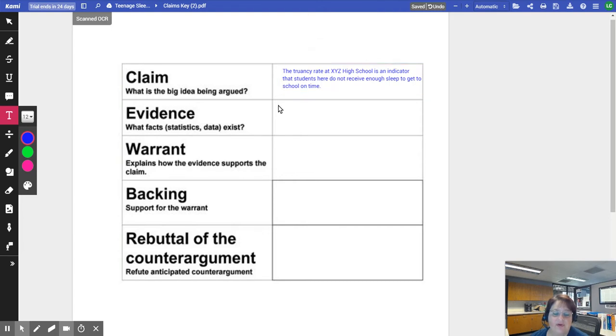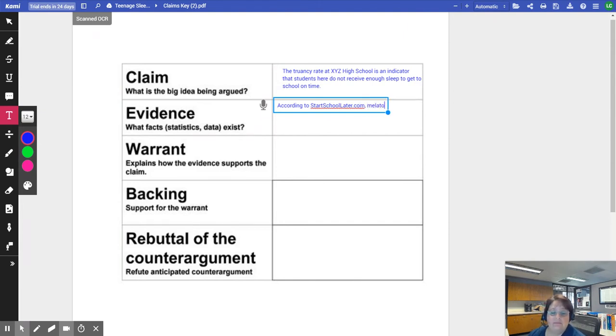So the first thing I need to do is grab a piece of evidence that indicates that students aren't getting enough sleep. So you remember back with the Start School Later, they are saying that, according to Start School Later, notice that I am putting in the citation here mainly because I need to remember later that I need it.